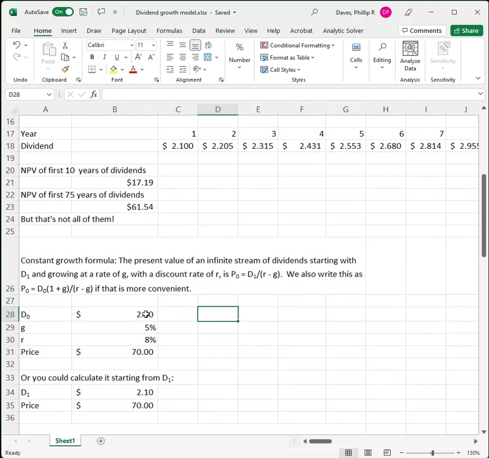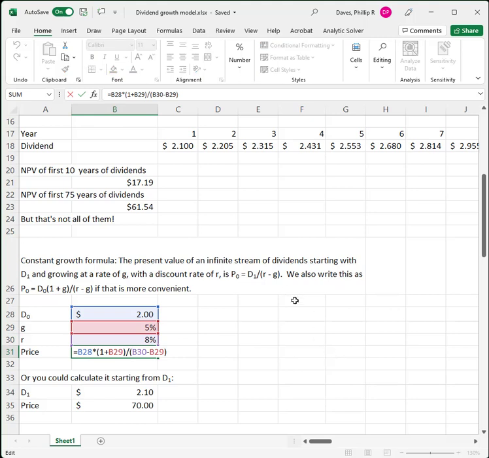Well, it's pretty straightforward. We have a dividend of $2. We're not going to get that. That has already happened. D0 is water under the bridge, but it is information we have. We expect that next period's dividend will be 5% bigger than that, and they'll all grow at 5%. The required return is 8%, and the price is, right now, based on this constant growth assumption, D1 over R minus G, or D0 times 1 plus G.